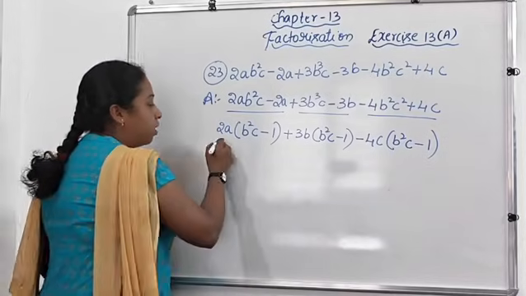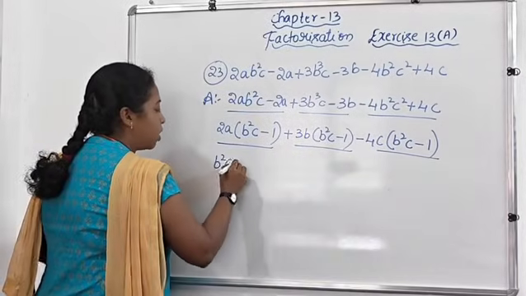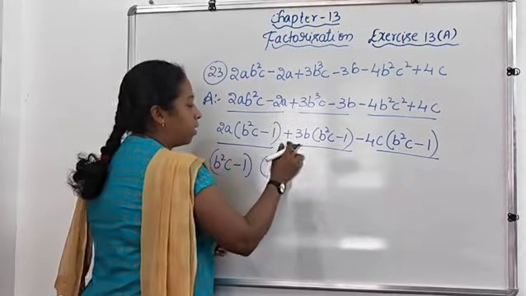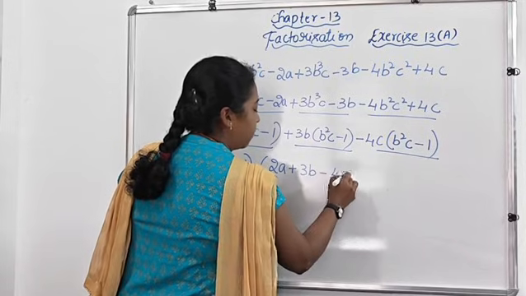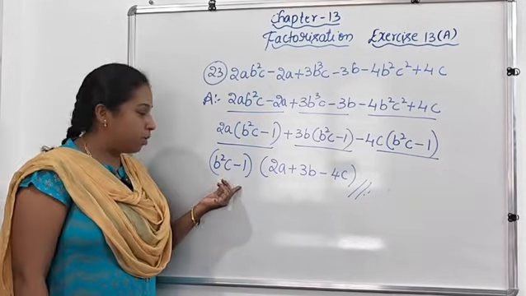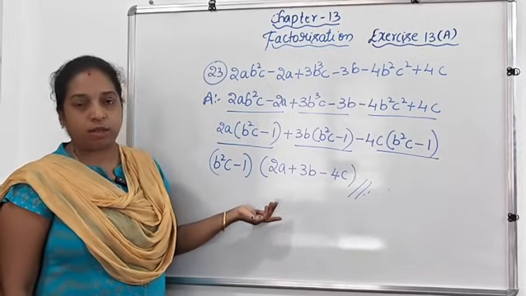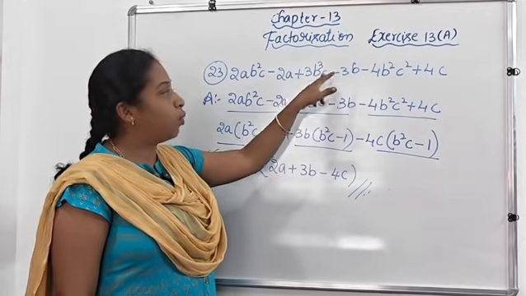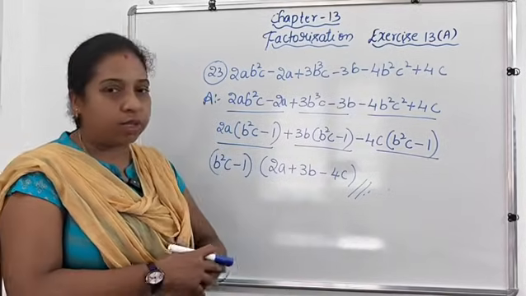So first we'll take out the common factors in all the 3 terms. If you take b square c minus 1 as a common, then the remaining is 2a, plus 3b, minus 4c. Right? So that means (b square c minus 1) into (2a plus 3b minus 4c) are the factors of 2ab square c minus 2a plus 3b cube c minus 3b minus 4b square c square plus 4c.